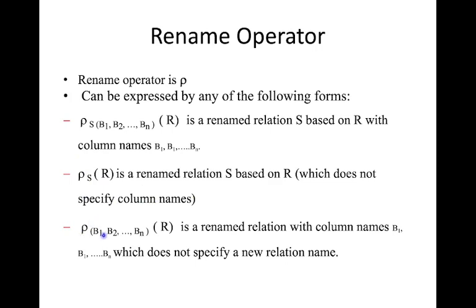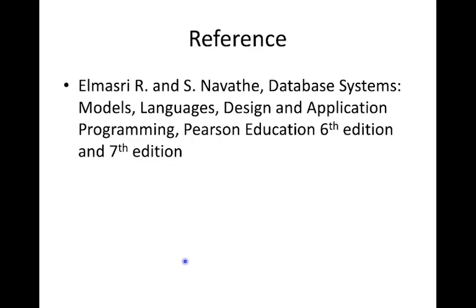And this is the third case. We are not specifying the resultant relation name. We are simply mentioning the attributes only. So it renames the columns as B1, B2, and so on, without specifying a new relation name. So in all these cases, we can apply this rename operator.